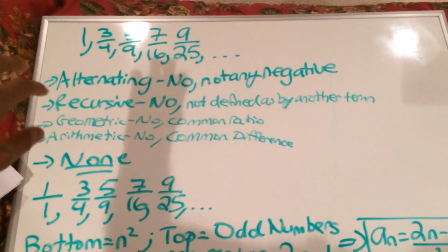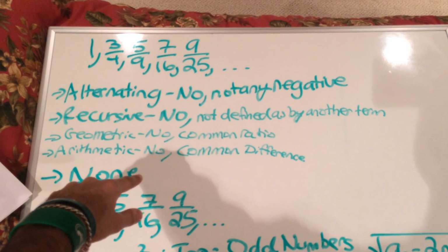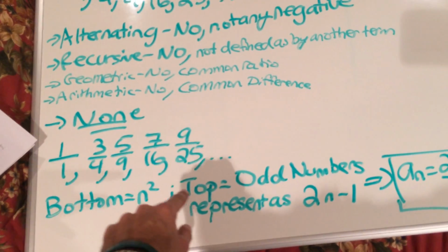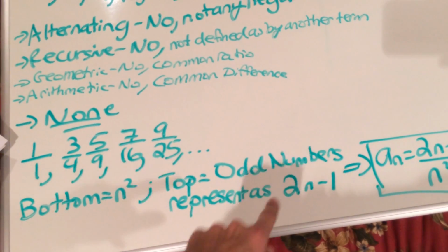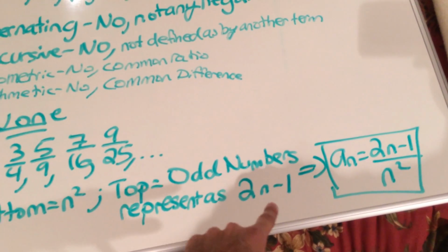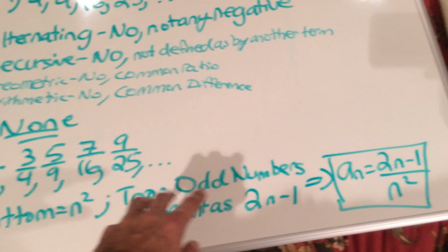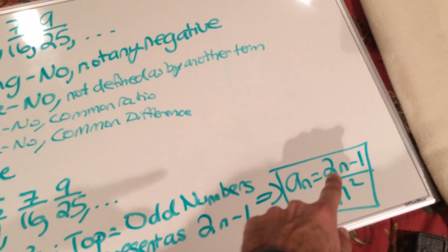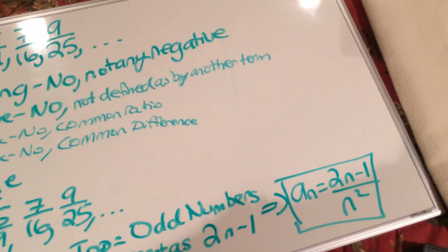So again, I figured out that it was none of the sequence types that we discussed today. I saw that the bottom was just n squared. I saw that the top is just odd numbers, which you can represent as 2n minus 1. I showed you how we got that. And then finally, we know that the nth term must be 2n minus 1, which is what's on the top, over n squared, which is what's on the bottom.